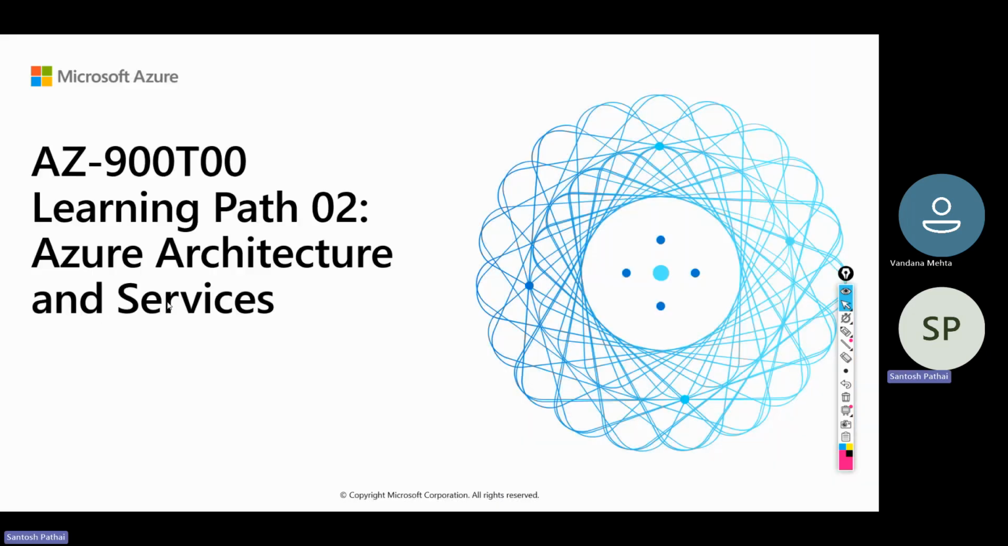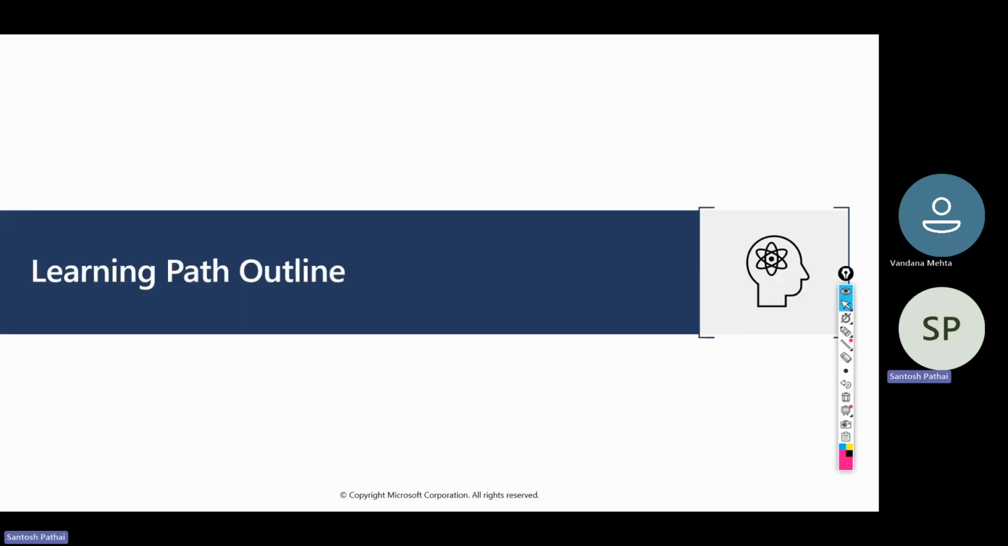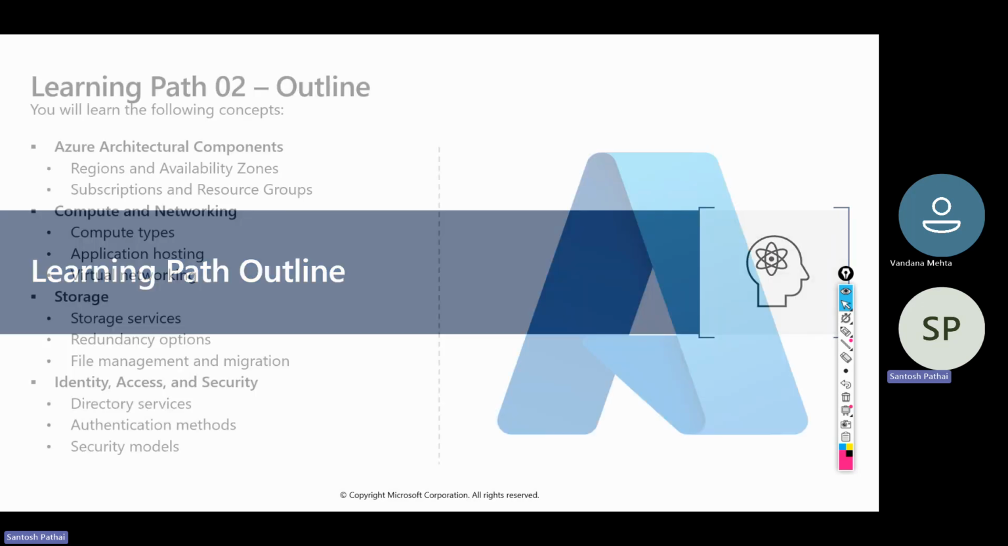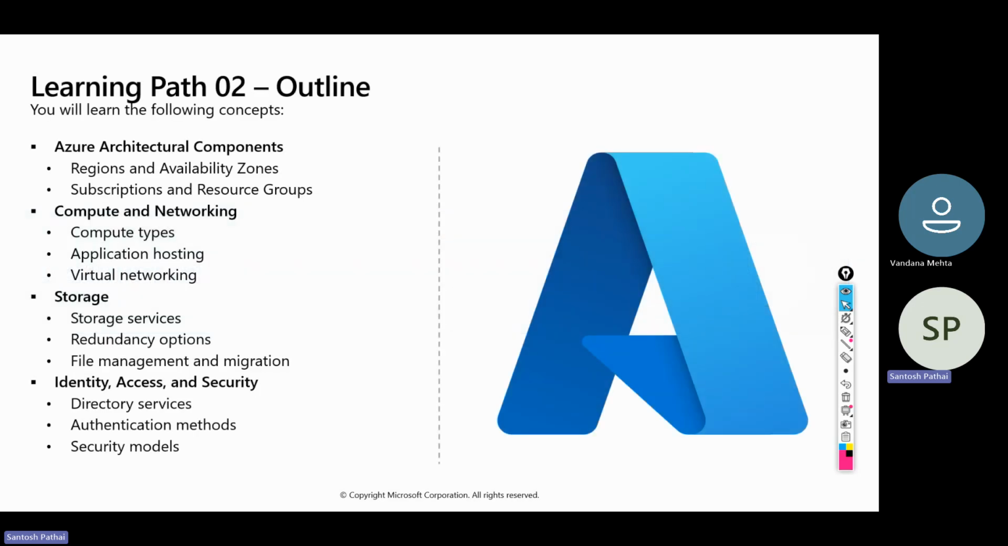In module two, we are going to talk about the Azure architecture and the services Azure is providing. Now, we will not be covering complete module two and module three because that will be covered in AZ-104 separately. So when we talk about the Azure architecture components, we have regions, availability zones, subscriptions, and resource groups.